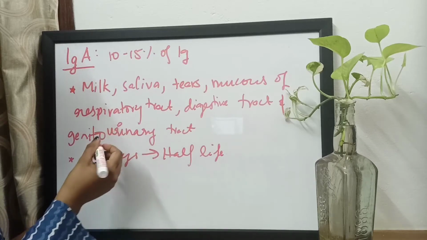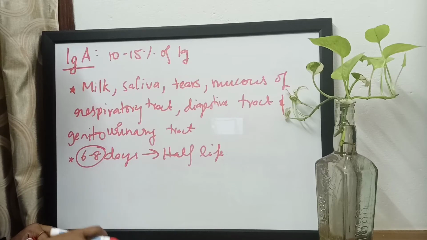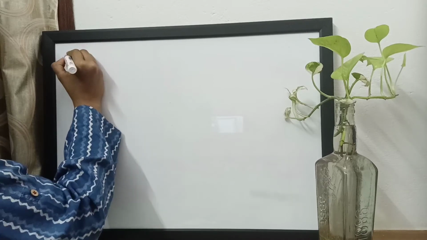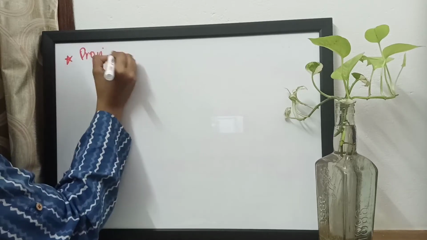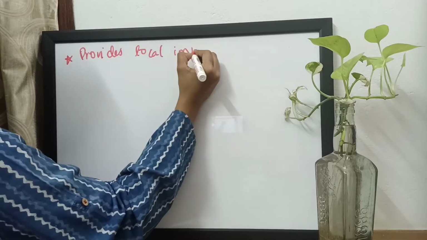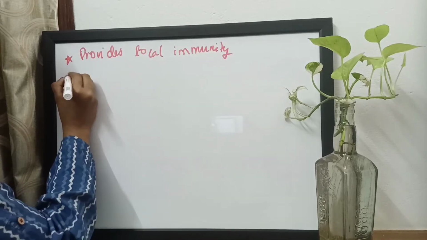So before it was 23 days for IgG, over here it's 6 to 8 days. The functions, now about the functions. The functions of IgA include, it provides local immunity.